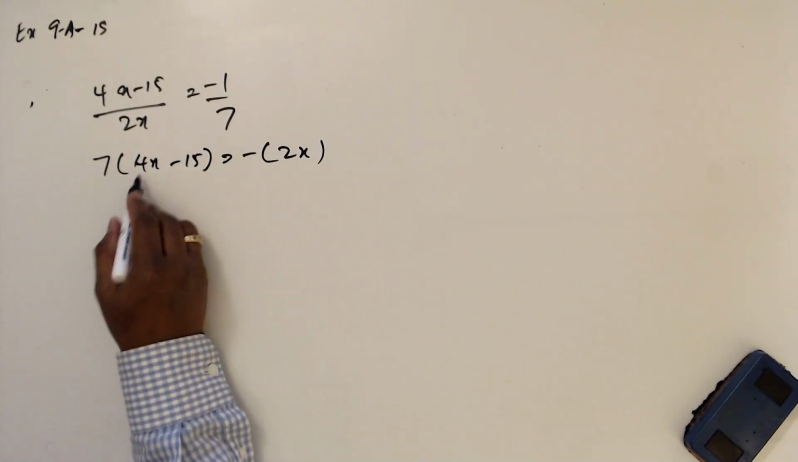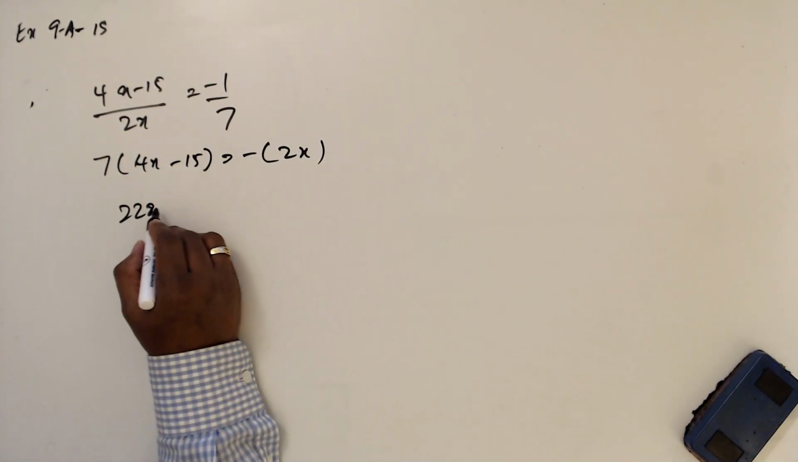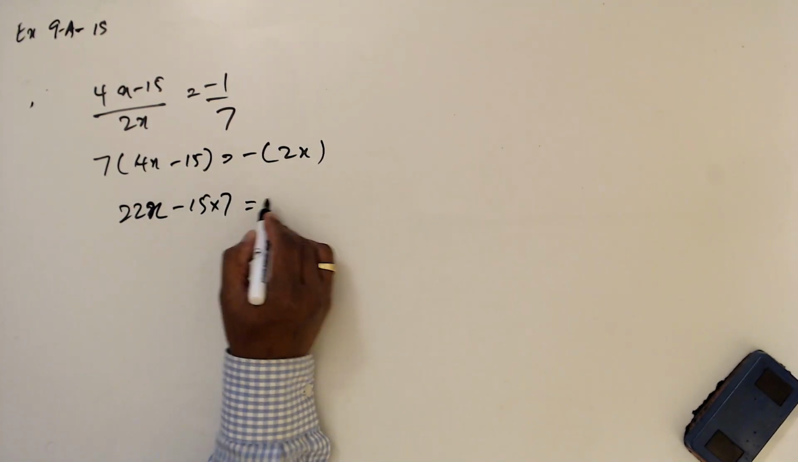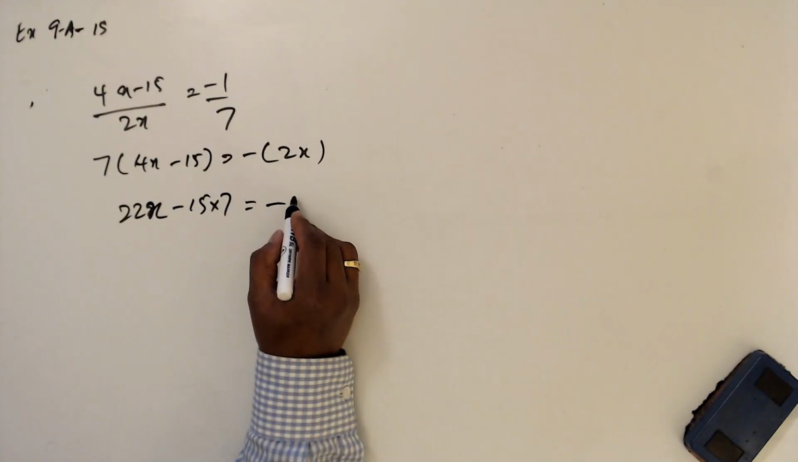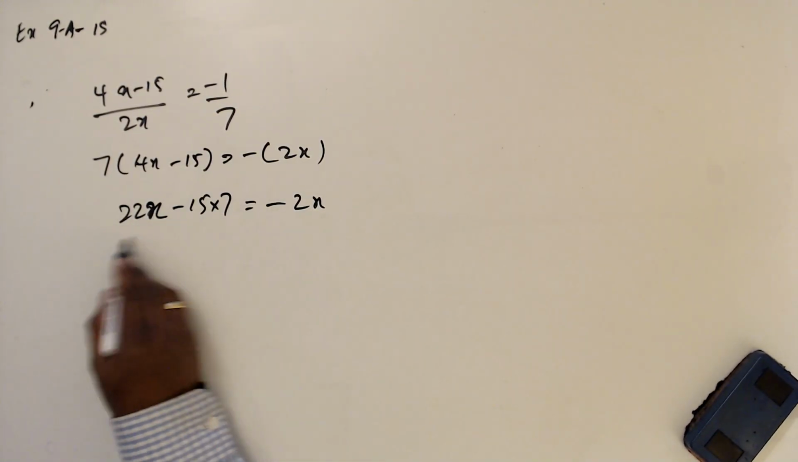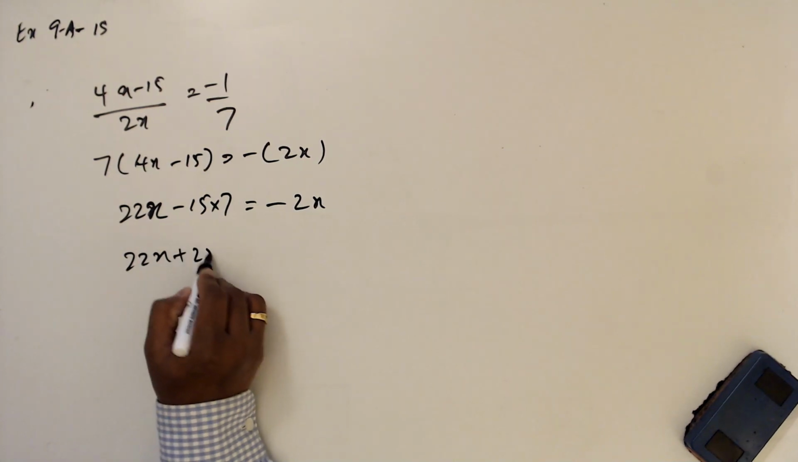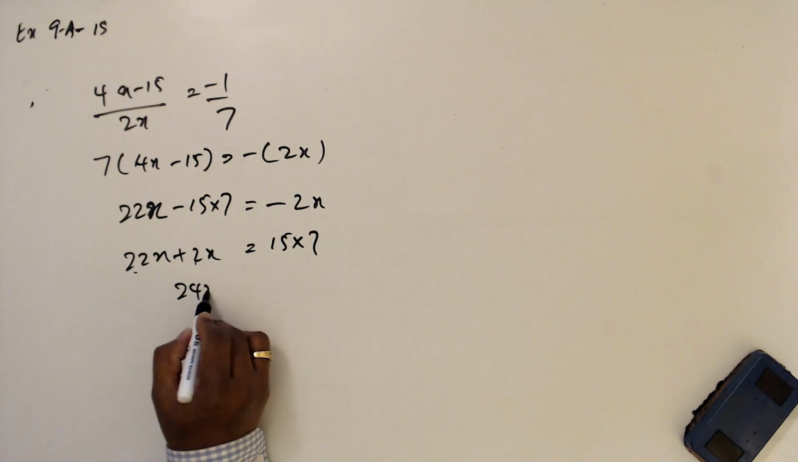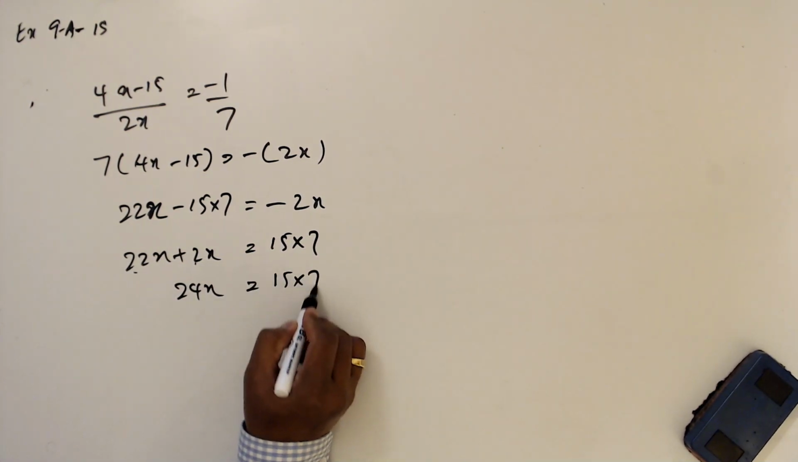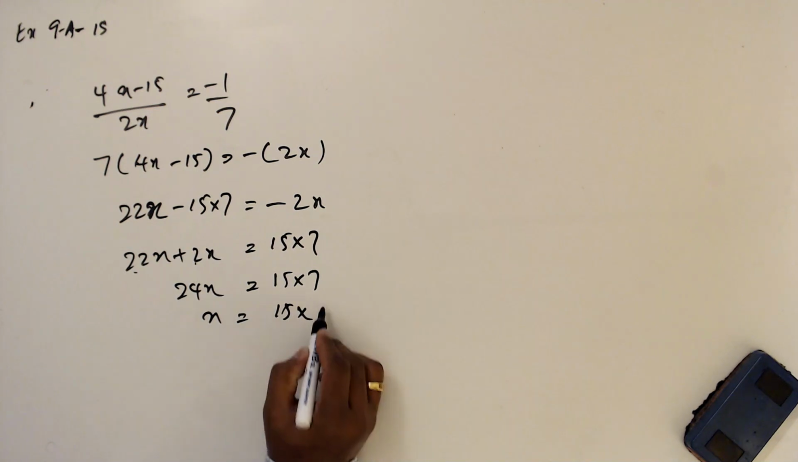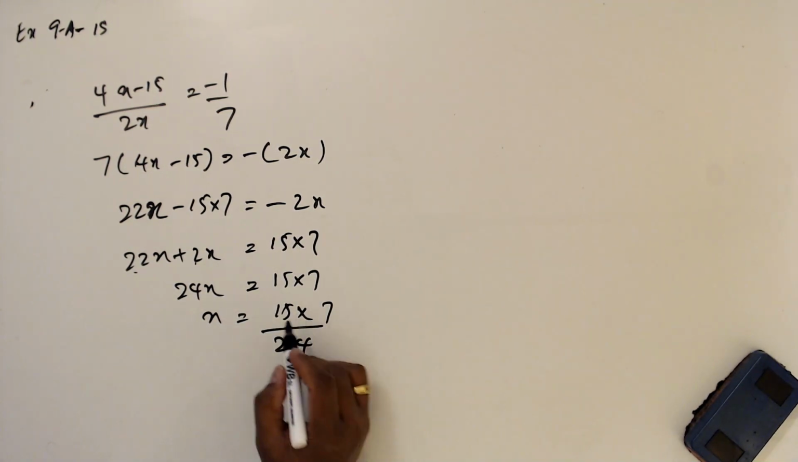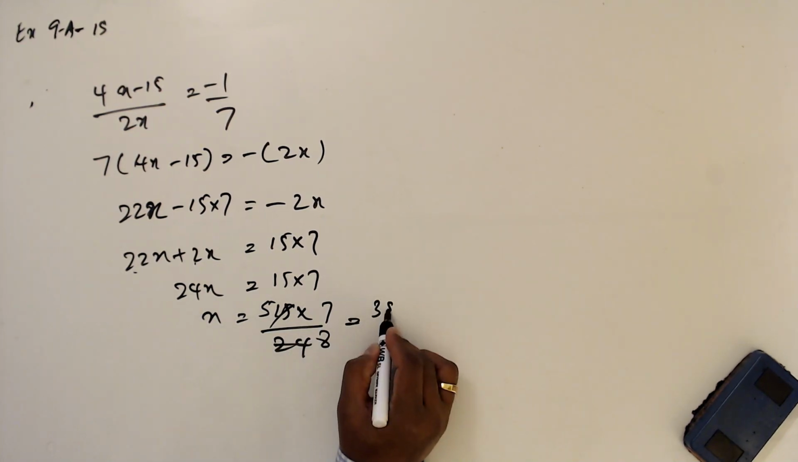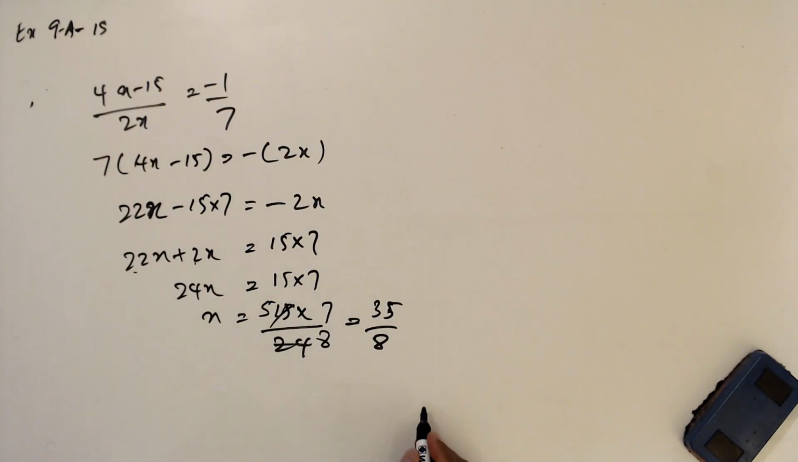I cross multiply. This is 28x minus 15 times 7 equal minus 2x. Now I'll bring it to here: 28x plus 2x equal 15 times 7. This is going to be 30x equal 15 times 7. So x equal 15 times 7 divided by 30.